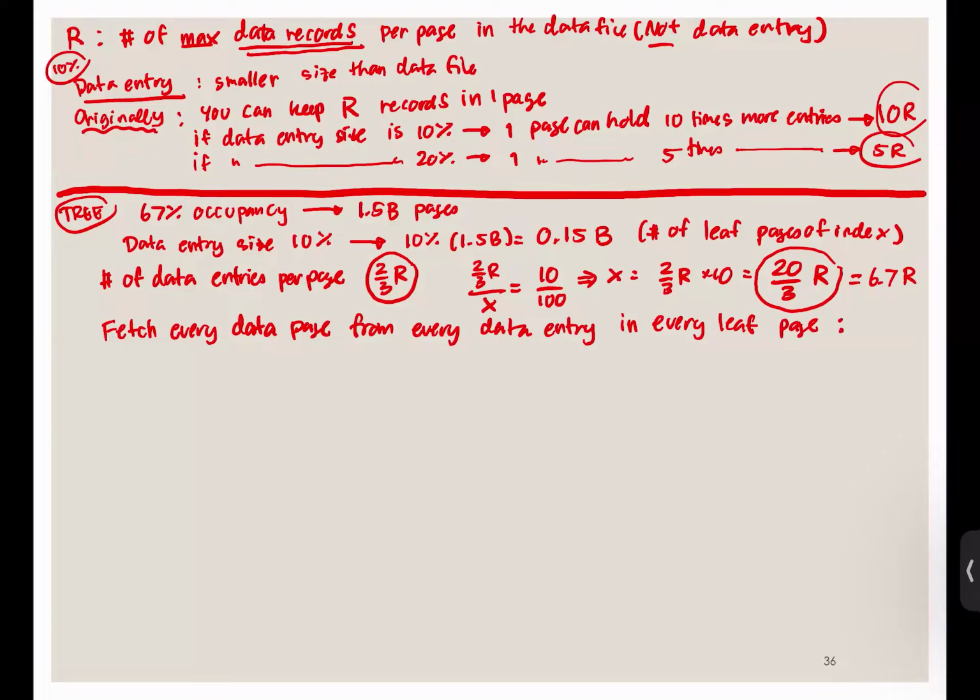So let's say how much time I will need. In total, I have 0.15 B pages, and each page is holding 20 over 3 R times D. Overall, that's BRD. This is the total time needed if you want to scan every single thing, fetch every single data page from every data entry in every single leaf page.